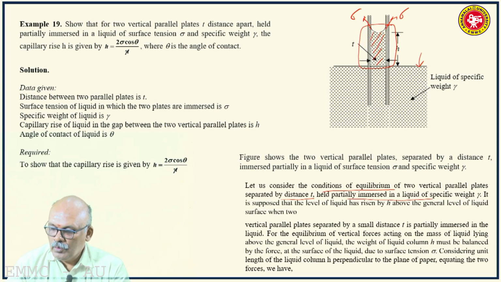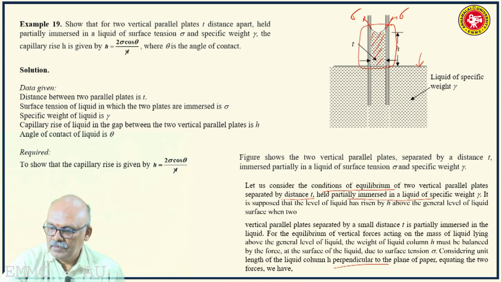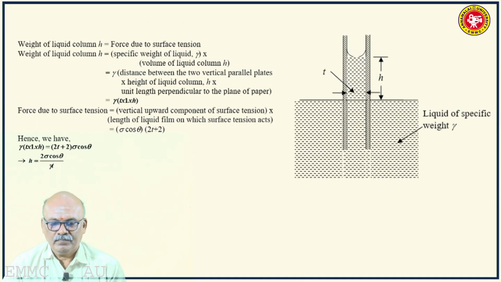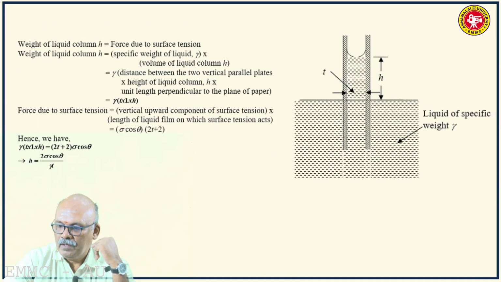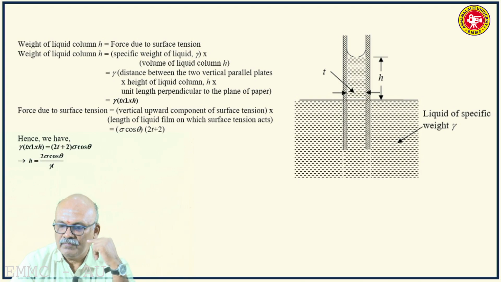So, considering unit length of the liquid film perpendicular to the plane of the paper, because it is a parallel plate, it is not a tube. So, let us consider unit length of the liquid film perpendicular to the plane of the paper, in this direction. And then you can equate the two forces, that is weight of liquid column H. Then you consider 1 meter perpendicular to the plane of the paper, that is balanced by the force due to surface tension.